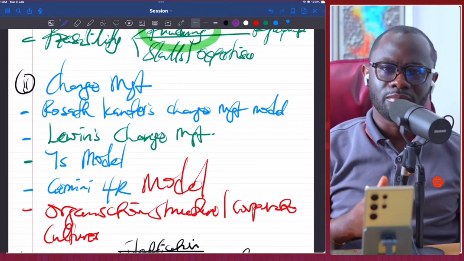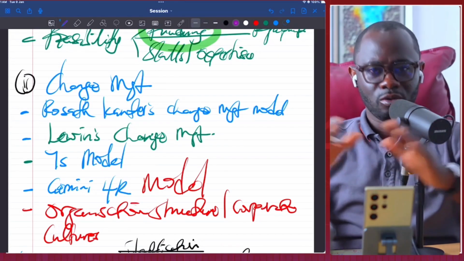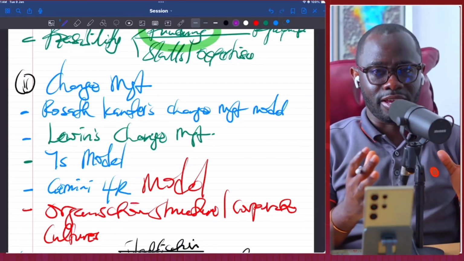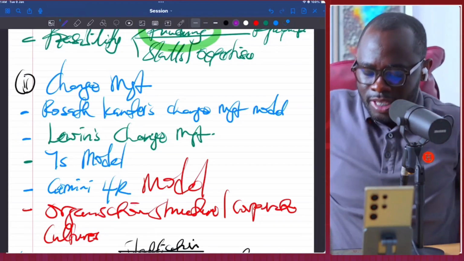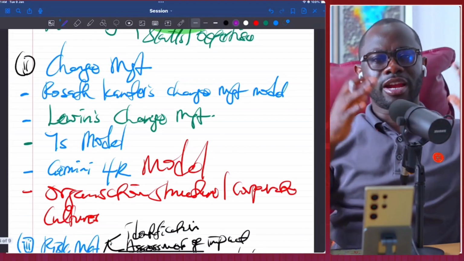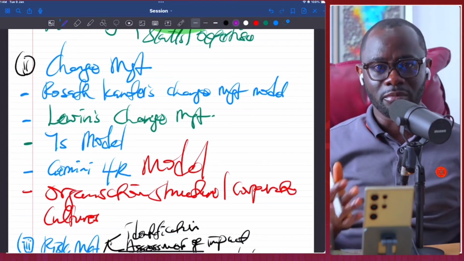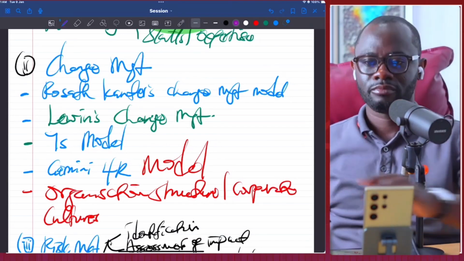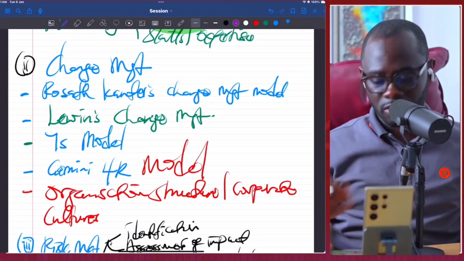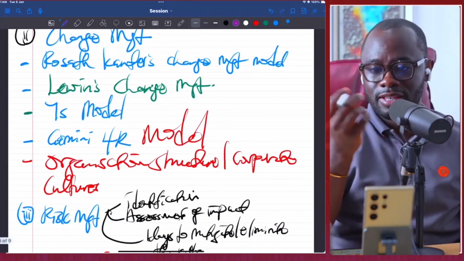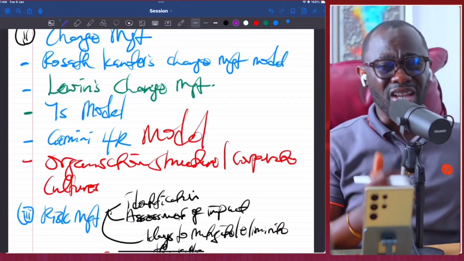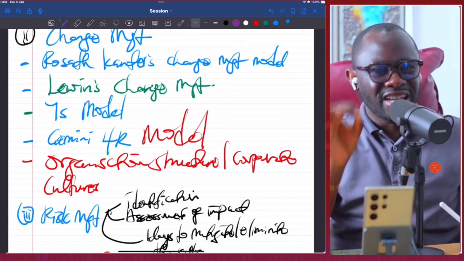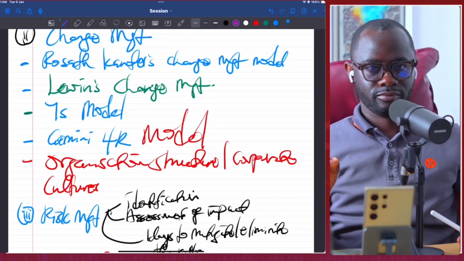There is a high possibility that we are going to be having questions relating to change management. There is a lot of material there, change management. When it comes to the change management, there are a couple of models we must know about. We have the Roosevelt-Cantes change management model. We have Lewin's change management model. We have the McKinsey 7S model. We have the Gemini 4R model. These are 4 change management models.